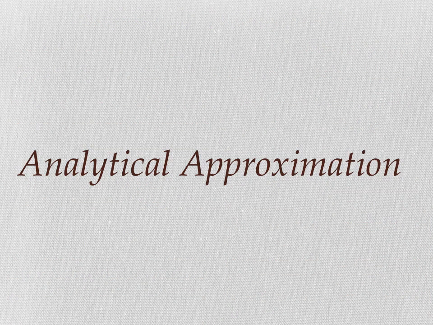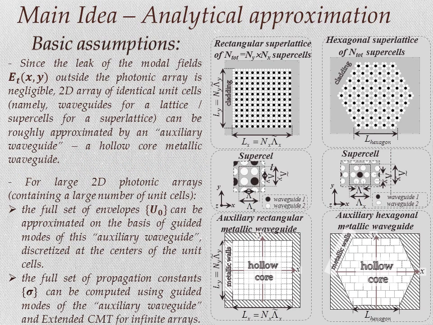Analytical approximation. Main idea of the analytical approximation. There are basic assumptions we want to start from. Since the leak of the mode fields outside the photonic array is negligible, a two-dimensional array of identical unit cells, namely waveguides for a lattice or supercells for a superlattice, can be roughly approximated by an auxiliary waveguide, a hollow core metallic waveguide.